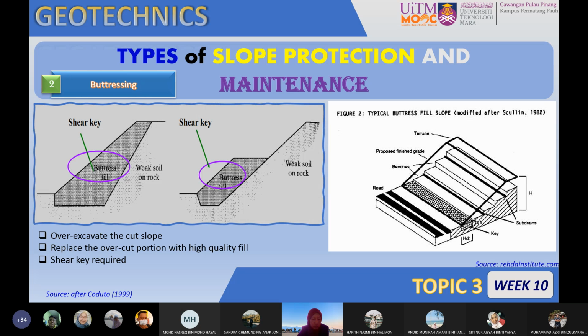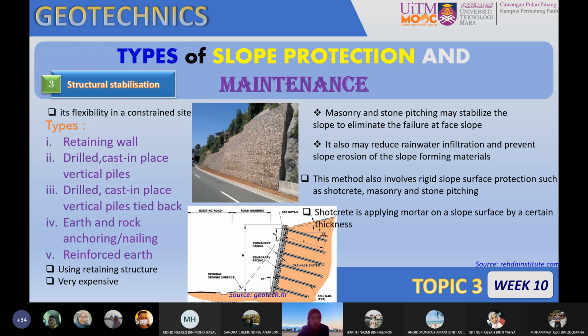And this figure shows how the process is involved with the terracing, and then you get the benches, and then you have the proposed finished grade. This application can be seen in road construction or road embankments. Okay, the next one is very common for slope repairing or slope protection using structural methods. The structural here, again, the slope is not the natural slope or the main slope.